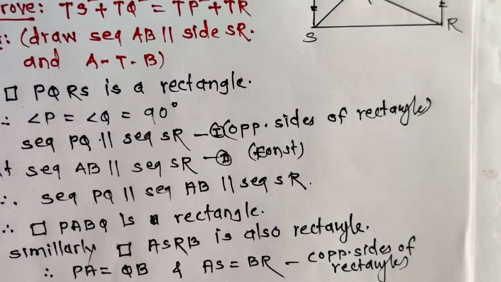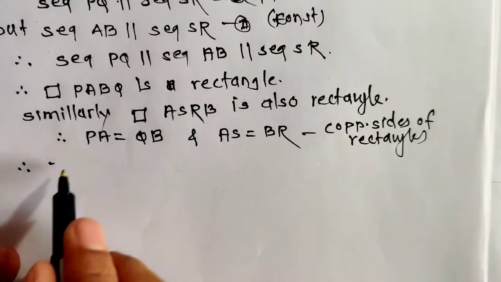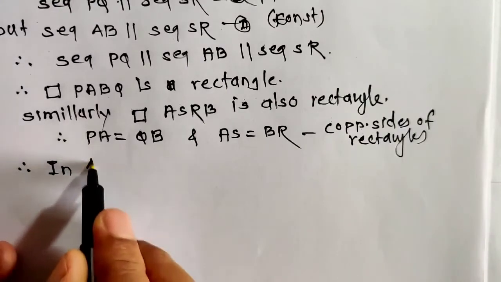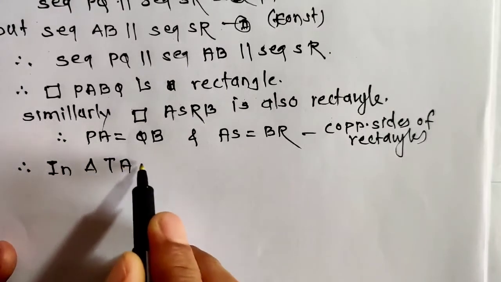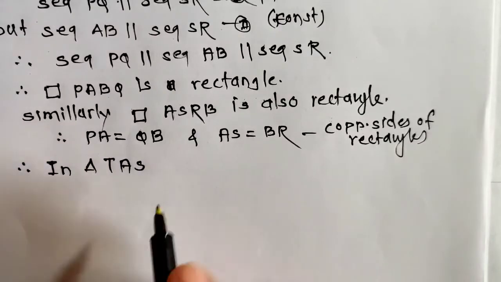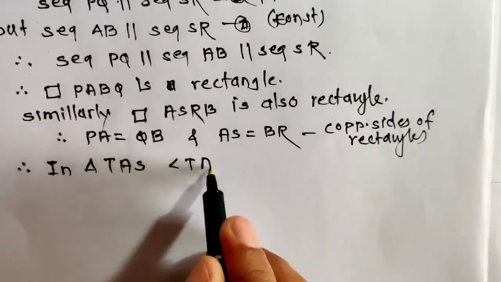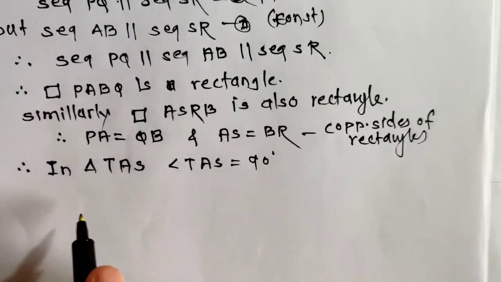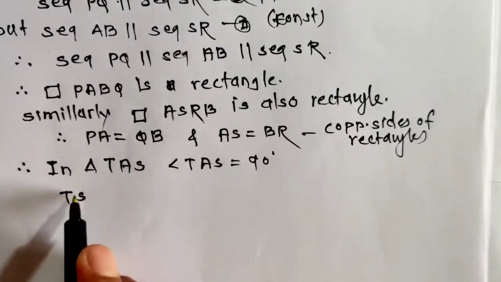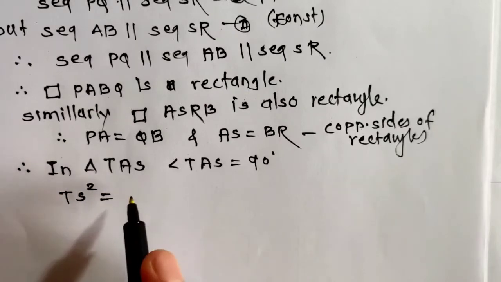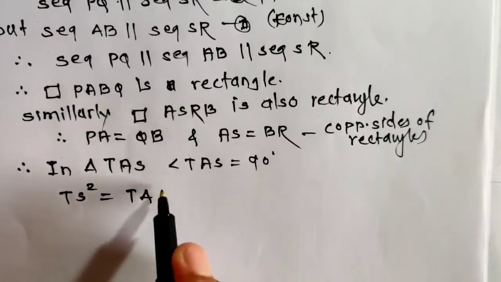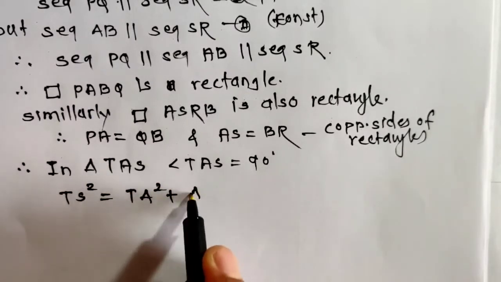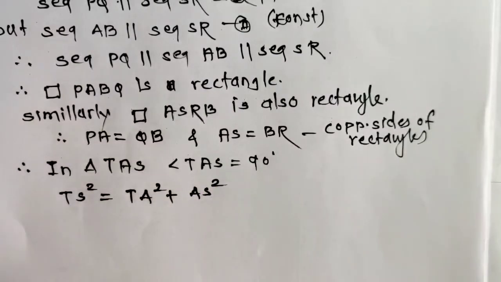Now therefore in triangle TAS, angle TAS is 90 degrees. Therefore by Pythagoras what can we write? TS square is equal to TA square plus AS square.